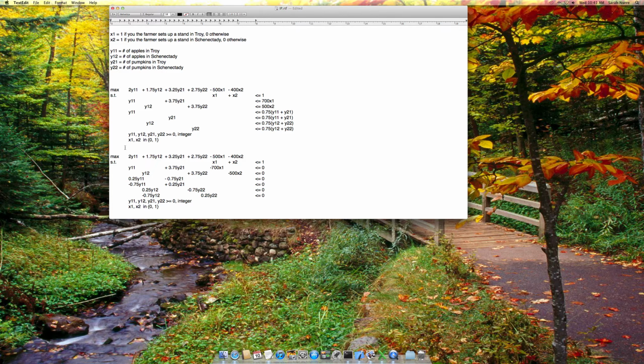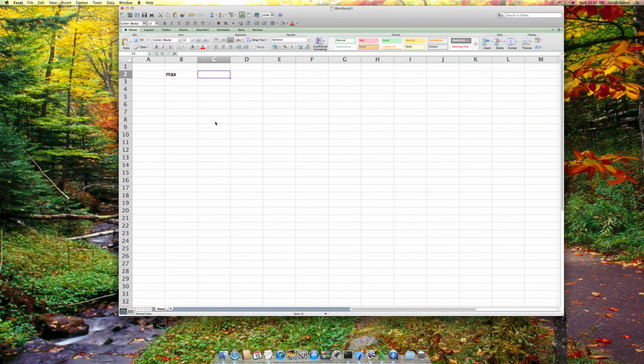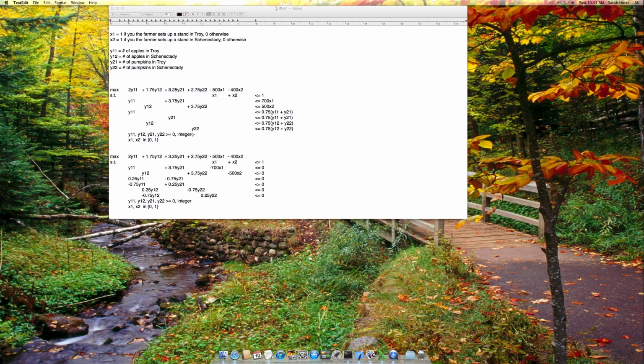So here I have a max, and I have different coefficients of my decision variables. So here 2, 1.75, 3.25. So I'm going to just incorporate this. I have 2, 1.75, 3.25, I think it's 2.75, minus 500, minus 400. Let me double check that. 2, 3.25, 2.75, minus 500, minus 400.